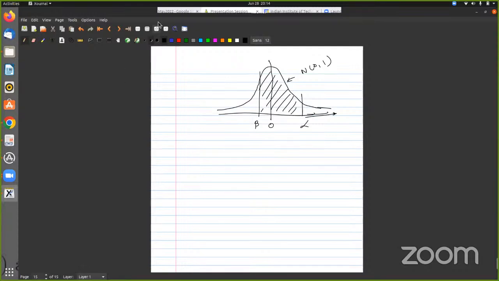Do the CDF till beta and then subtract the CDF of alpha. So first, Fz of beta is this red portion area, right? And then subtract Fz of alpha. If I subtract Fz of beta minus Fz of alpha, I'll get the desired area, which is the middle portion. That is the only thing you have to do.